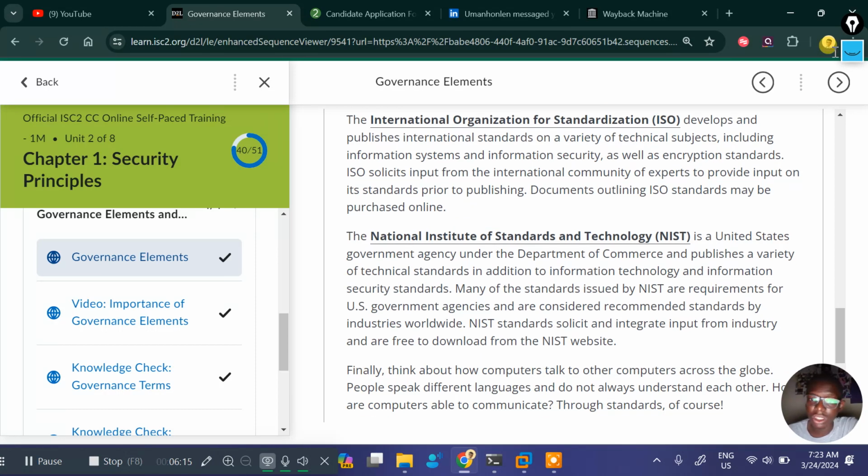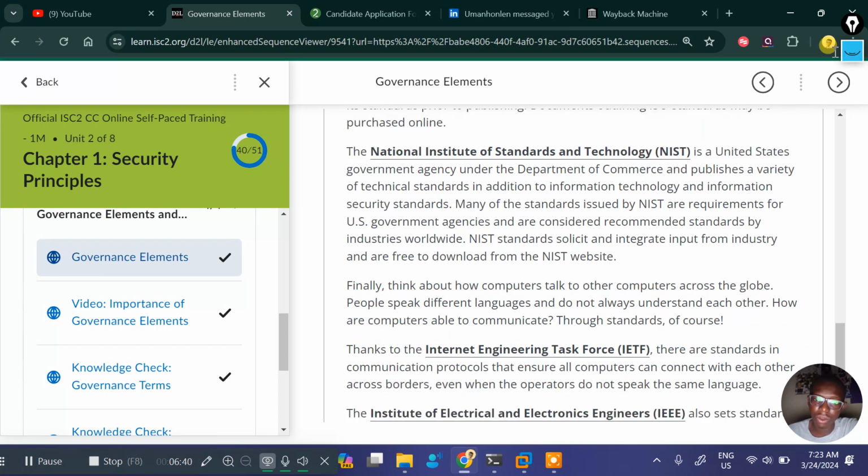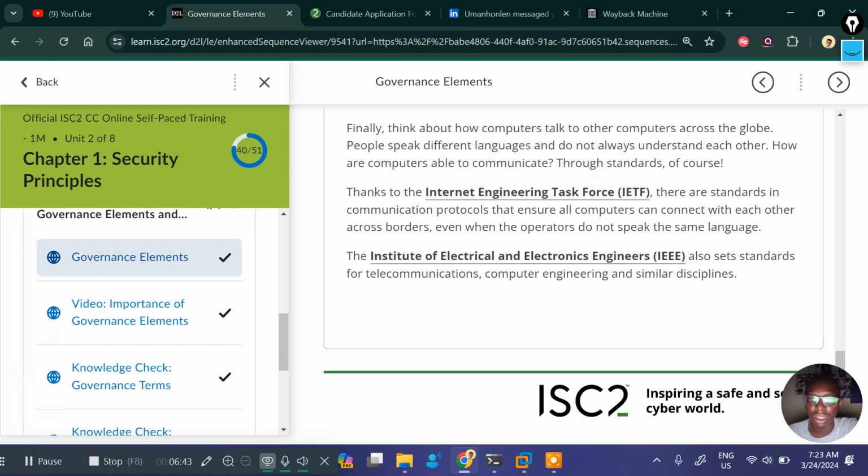NIST is a government agency in the United States, and what NIST does is that it brings out the standards for communication, how you should communicate in security, in a very secure way. So that basically is a standard. We have other organizations that offer standards like the IETF, the IEEE, and all those other things. So, yep, that's a standard. Oh, look at that. The IETF is there, and the IEEE is also there. So, basically, all of that are standards.